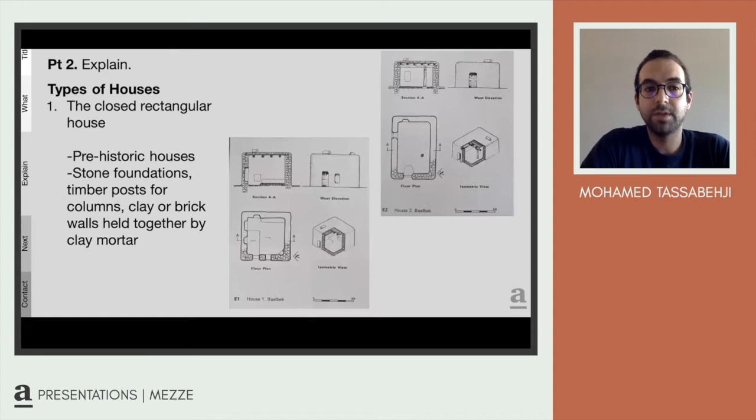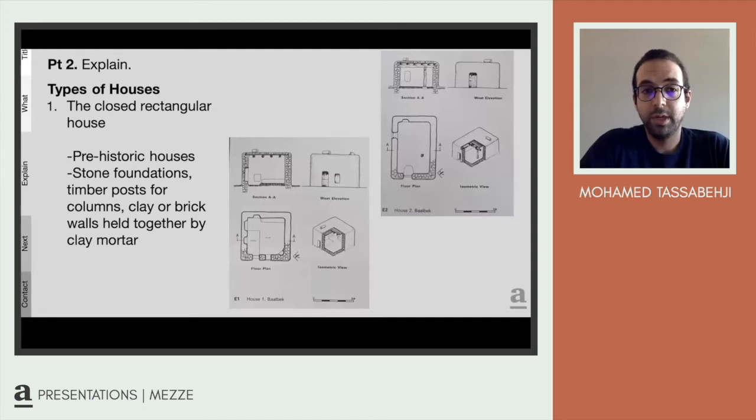So we'll start off with the first type of house, and this is the most basic type of house. He calls this the closed rectangular house. So this is a house that exists from prehistoric times. It's a square house that eventually with time starts getting larger and larger, more rooms, more space to dwell in. It's a stone foundation, so stones that they carve up, they put as a strong foundation, and then they use timber posts to basically create the walls. The walls are infilled with pebbles, loose rocks, and then are held together with a clay mortar. With time, the clay mortar becomes brick, and it becomes more and more sophisticated.